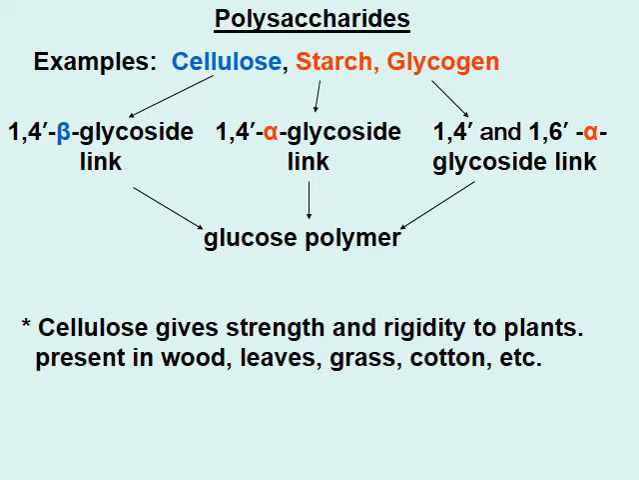Now here is the polysaccharide. Cellulose is made up of beta glycoside link. Starch has alpha glycoside link, and glycogen has alpha glycoside link. Of course, the bonding is between one location of one carbon, OH at location 1, with OH at location 4.